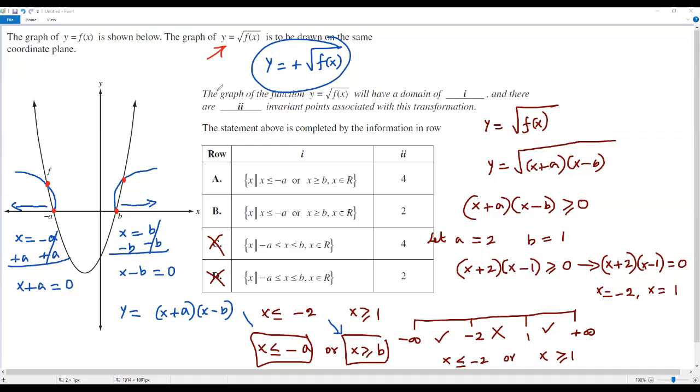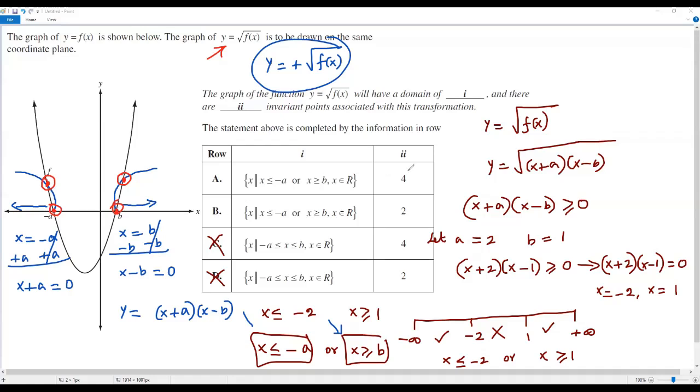Actually, an invariant point is a point we have on the graph of the original function and the transformed function as well. So that point must be on both the graphs. So here the 4 intersecting points are this one, this one, this one, this one. We have these 4 intersecting points on the original parabola and the graph of the transformed function y equals square root of f of x as well. So these 4 points are considered to be invariant points because we have these 4 points on both the graphs. So the number of invariant points is 4.